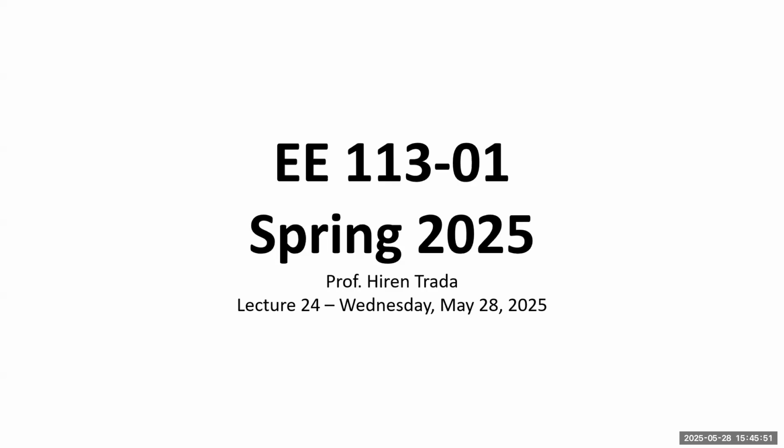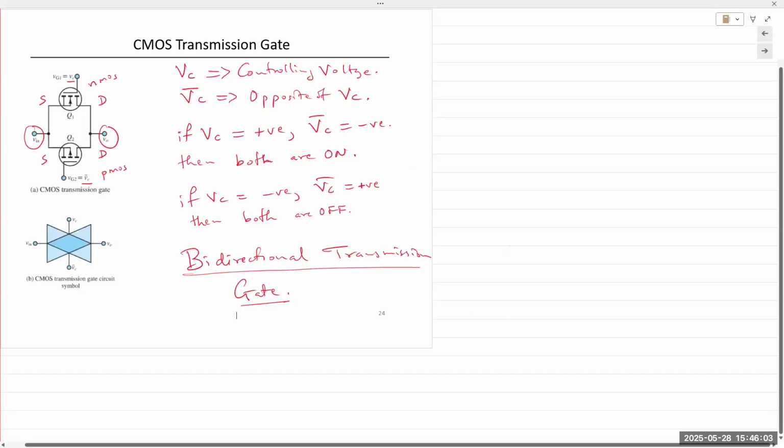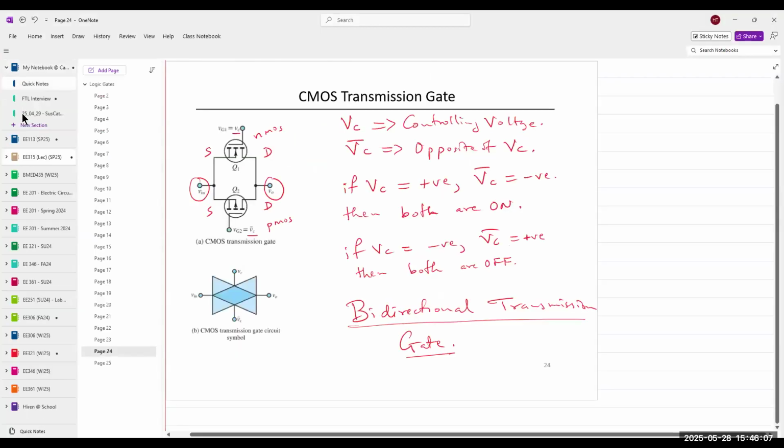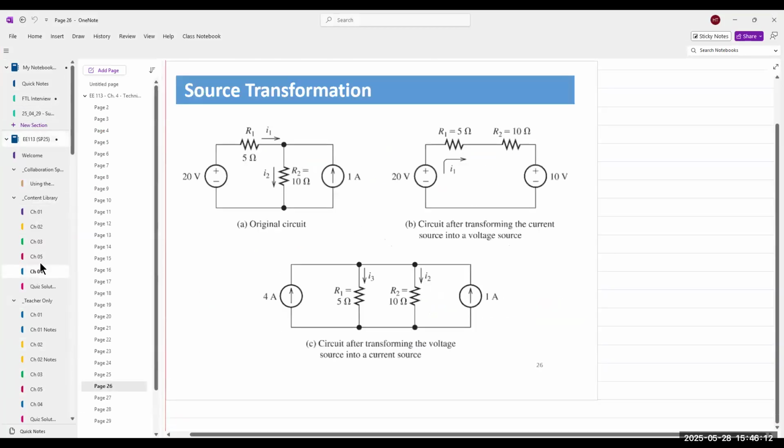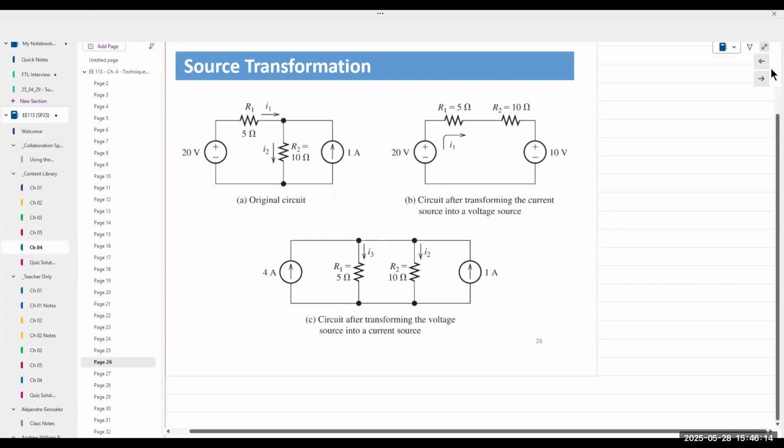Okay, short lecture today, given the time we have remaining. And it's an appropriately short topic, but let's see how far we can go with the example. So, source transformation.